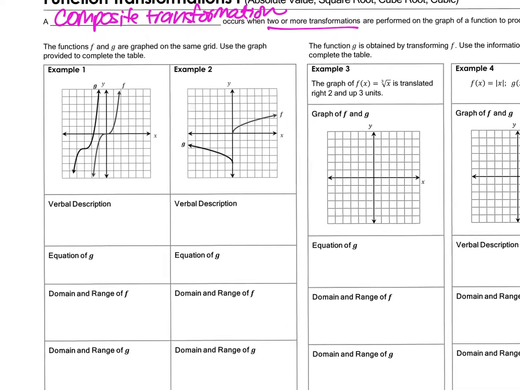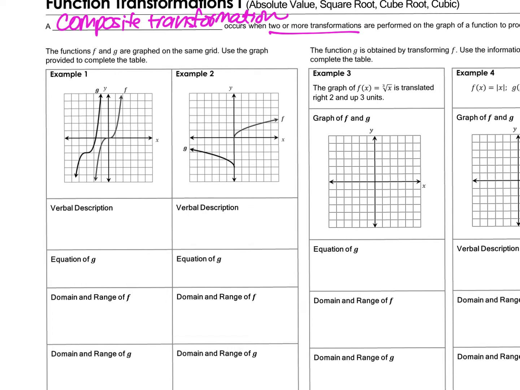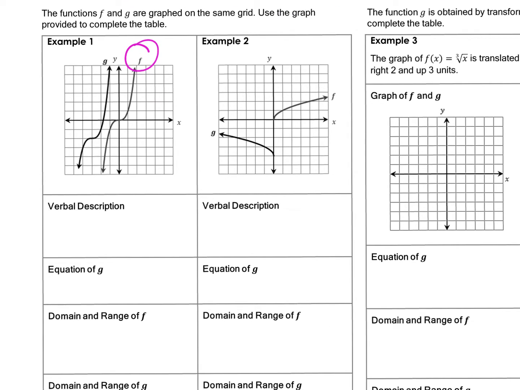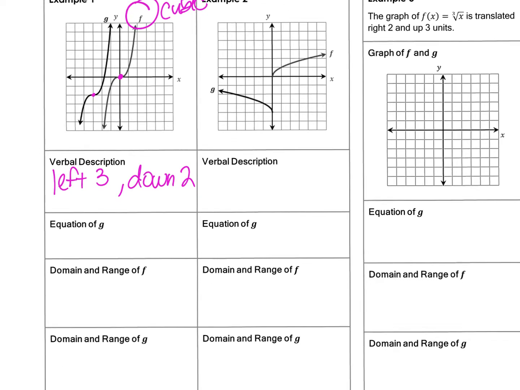So the functions f and g are graphed on the same grid. You're going to use the graph provided to complete the table. Remember, f is always your parent function. So we're going to look at f first. Notice this is cubic. You have to know that, so you can refer back to your last lesson. And notice that it is shifting left 1, 2, 3. And then it's going down to get to the new one. It's going down 2. So those are your transformations from your parent function to your new function g.